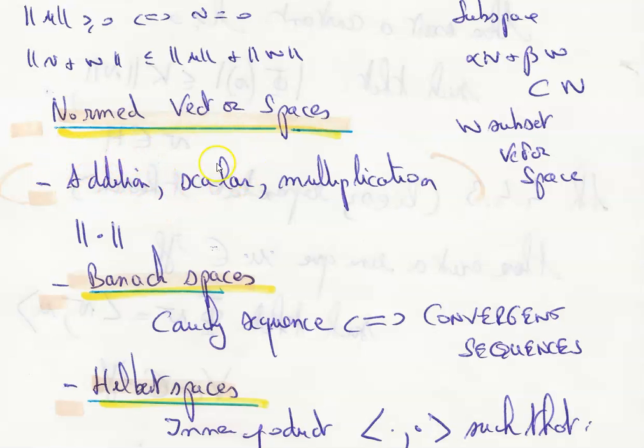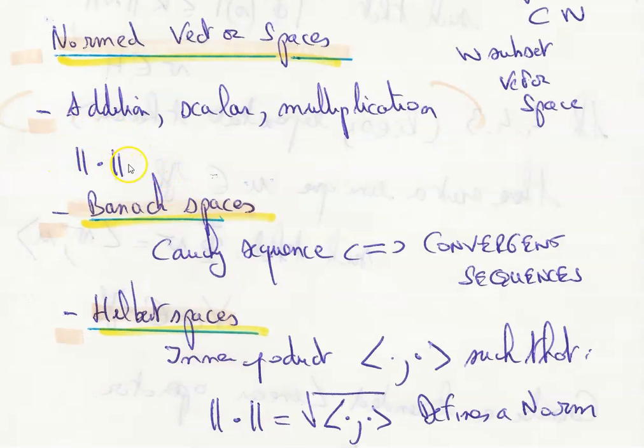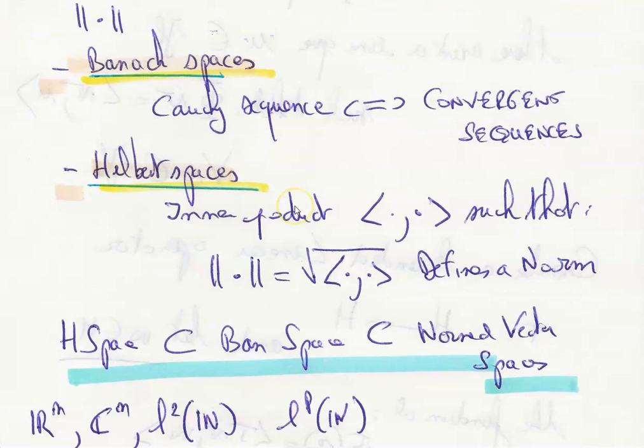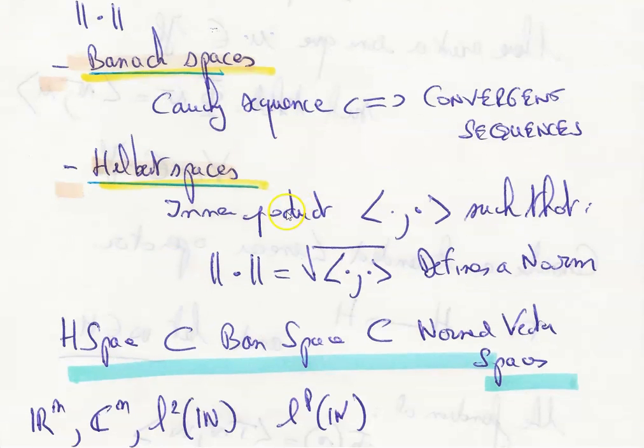Okay, so normed vector space, we've seen it. We've spoken about the addition and scalar multiplication. We defined the norm. In my two previous videos, we've spoken about Banach spaces, and we've seen that a Cauchy sequence is equivalent to a convergent sequence. So when you want to define the limit of a sequence, you use the Cauchy sequence. You demonstrate that it's a Cauchy sequence, and every Cauchy sequence in a Banach space is convergent. Okay, so we've already seen it in my previous video.